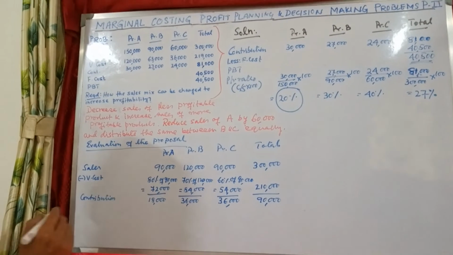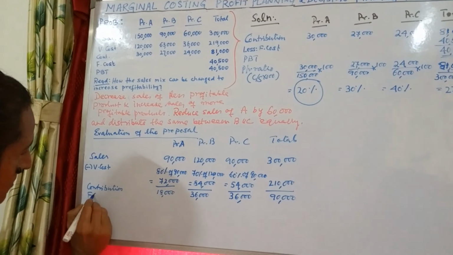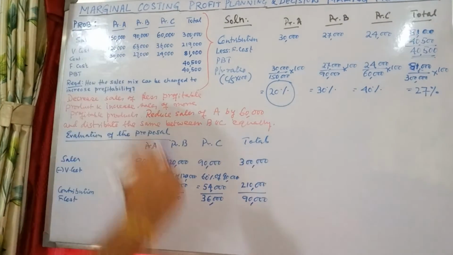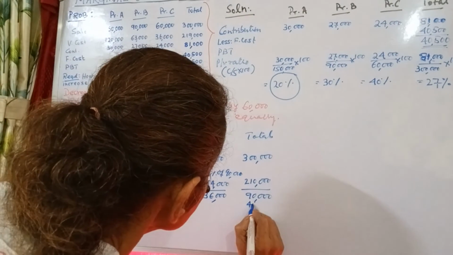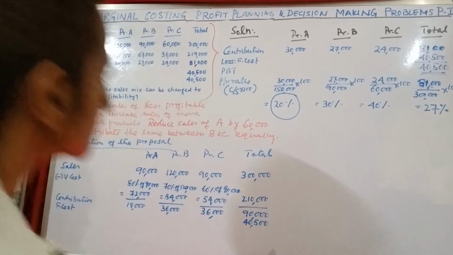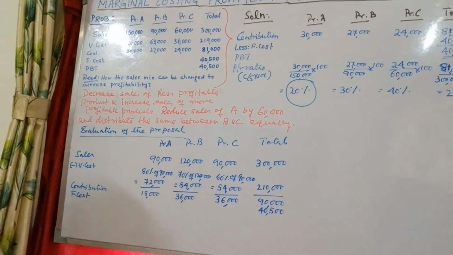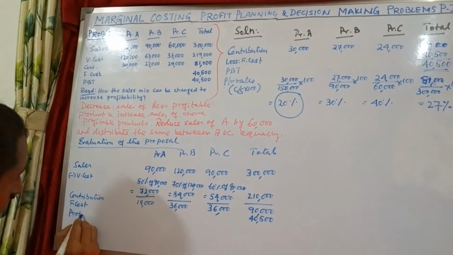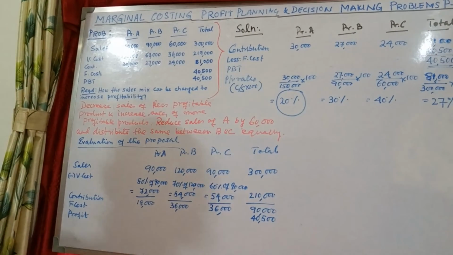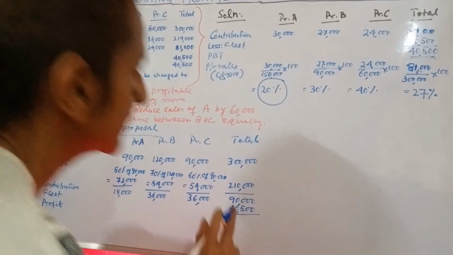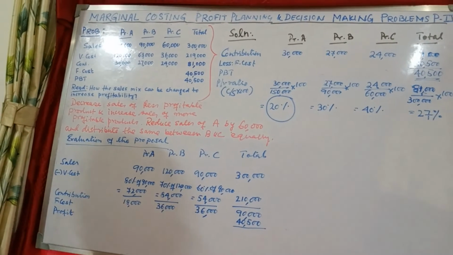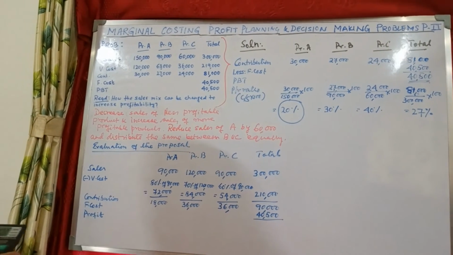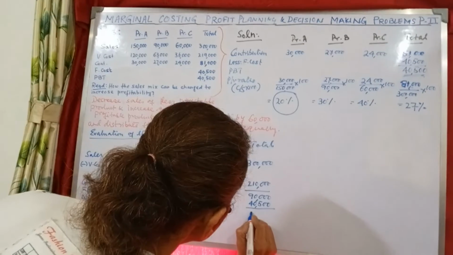Correct? What is the fixed cost? Fixed cost remains at 40,500. So we find out the profit, that is contribution minus fixed cost. 90,000 minus 40,500. It comes to 49,500.